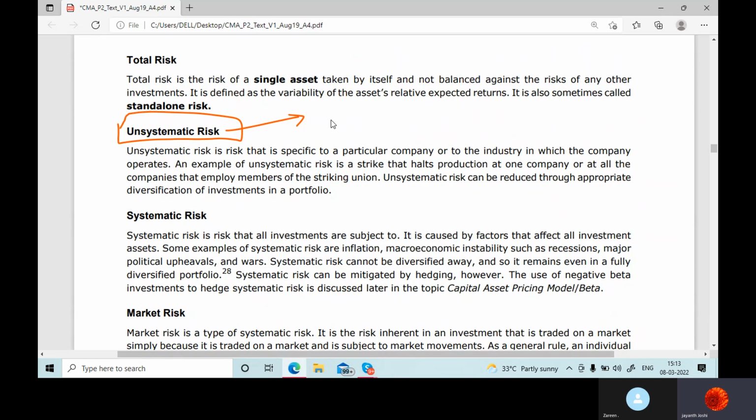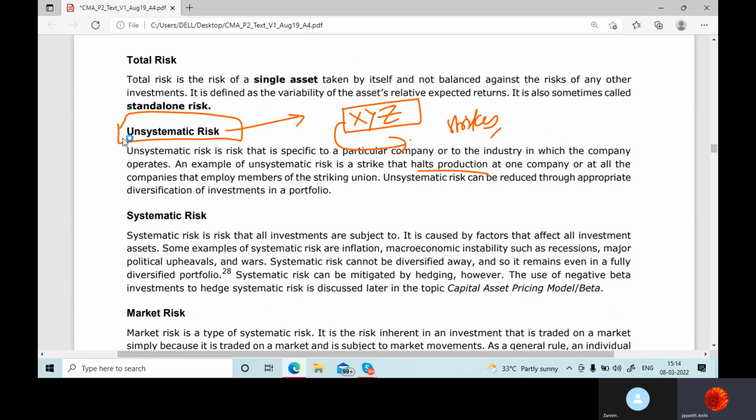So that is restricted to one single company. That means if you have invested in XYZ company and events like strikes and halts in production happen, the company's operations get disrupted, and then the investors can lose their money if the company is on the verge of shutdown.